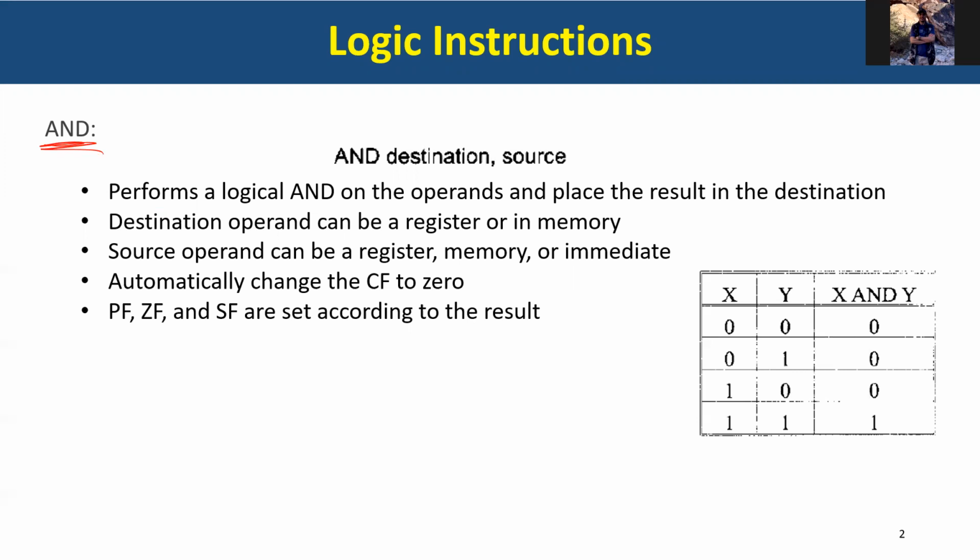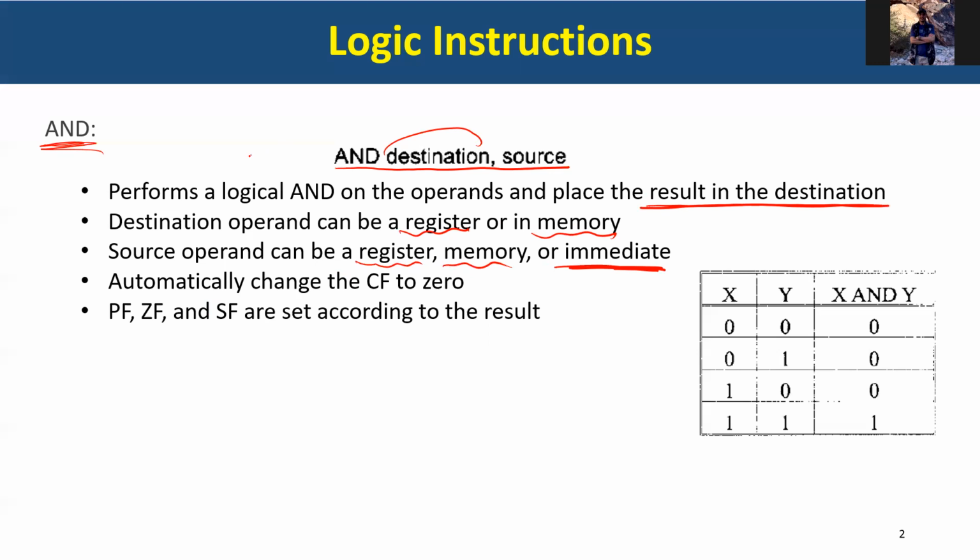And what I mean by bitwise here is that we perform the ANDing between each two corresponding bits in two variables. So the general form of this operation is AND, destination, source. It will do the logical ANDing between the operands, and the result will be stored in the destination. So the destination will change after this operation. The destination operand can be a register or a memory. The source operand, however, can be a register, memory, and also an immediate value.